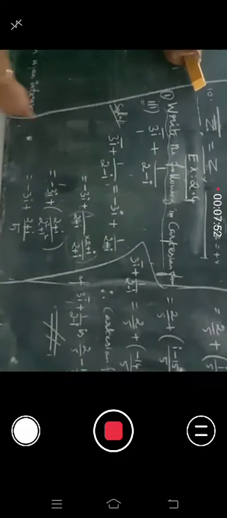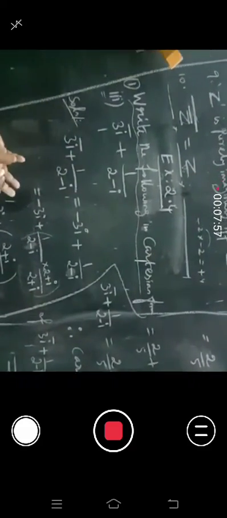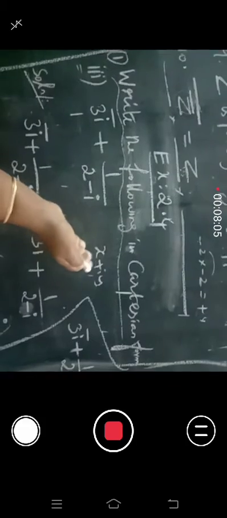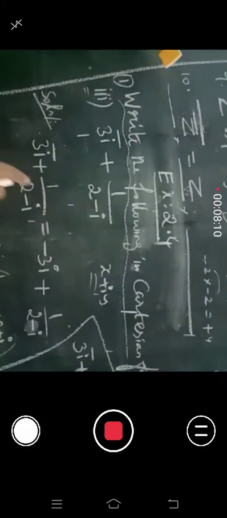Okay. So first one. Write the following in Cartesian form. Cartesian form, general form or rectangular form is x plus iy. Okay. Cartesian form, rectangular form, general form of a complex number is x plus iy. See, we are going to write this in x plus iy form.